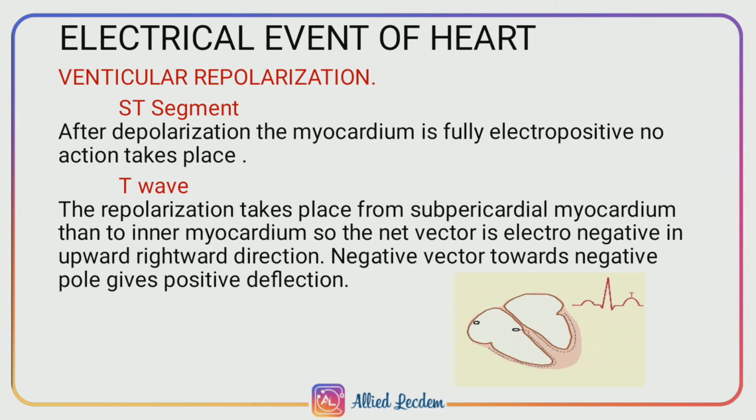T wave. After depolarization, the cell starts repolarization. As I said before, the last cell to depolarize is the first to repolarize. The repolarization starts from the basal part. The entire ventricle now became electronegative. When this negative vector moves towards the negative pole, listen, a negative vector moving towards the negative pole results in positive deflection. That is the T wave.